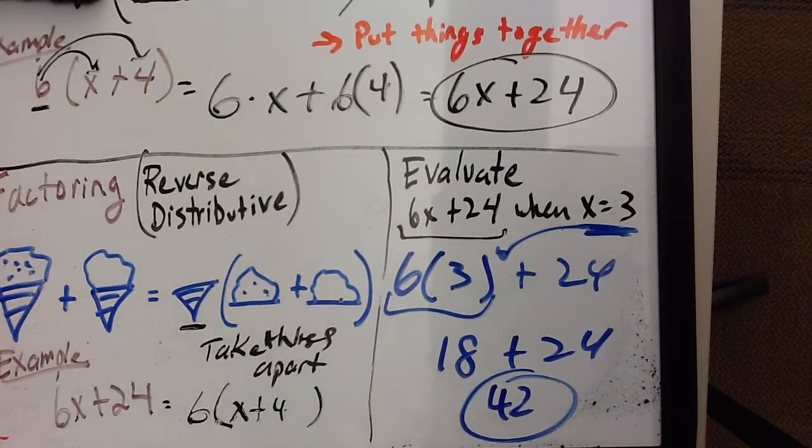So in this video, we talked about combining like terms. We talked about the distributive property and factoring, and then evaluating an expression.